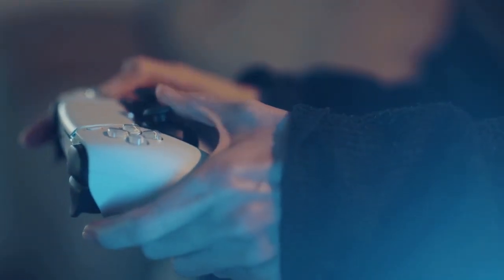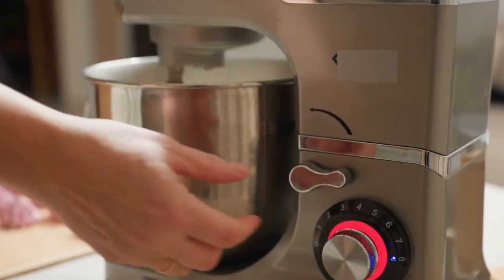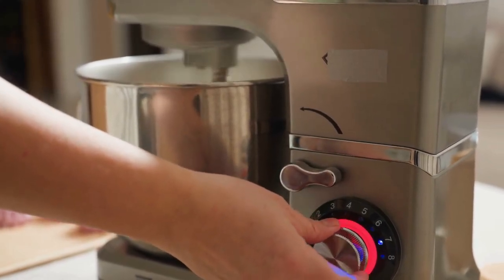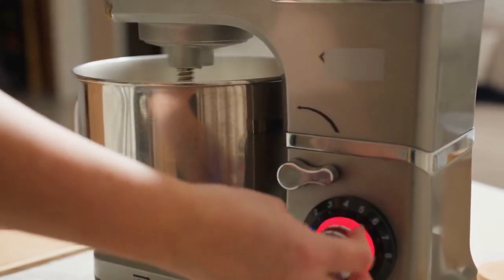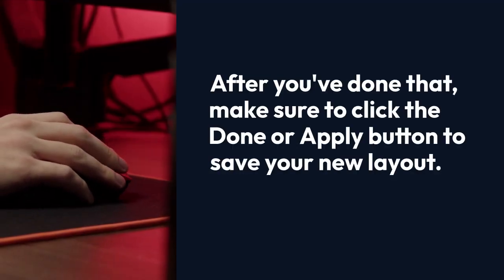Simply click on that box. A new screen will then appear with a large list of possible commands. Your goal here is to completely remove the binding. Look for an option that says None or just looks like an empty box, and select it. This effectively unbinds the action, so pressing the guide button will no longer open the virtual keyboard. After you've done that, make sure to click the Done or Apply button to save your new layout.